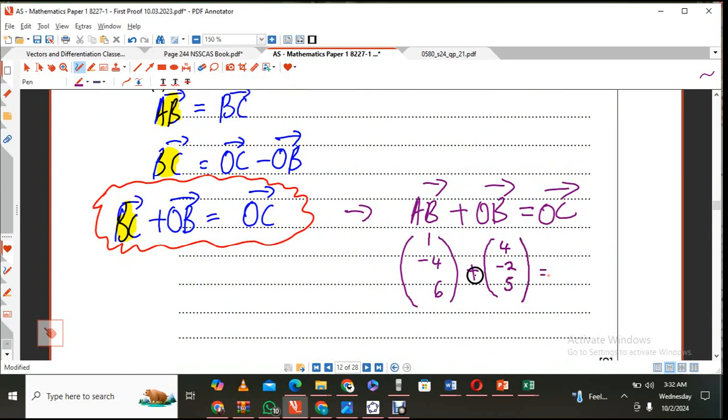So from here, it's simply a matter of adding. Once you add 1 plus 4, that gives you 5. -4 plus -2 gives you -6. And 6 plus 5 gives you 11. And this is the answer, which you can also write as 5 in the I direction minus 6 in the J direction plus 11 in the K direction. So any one of these is obviously acceptable.